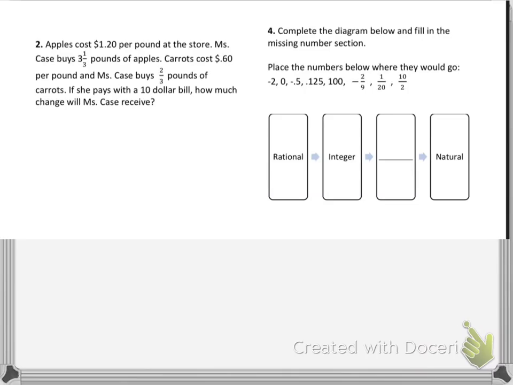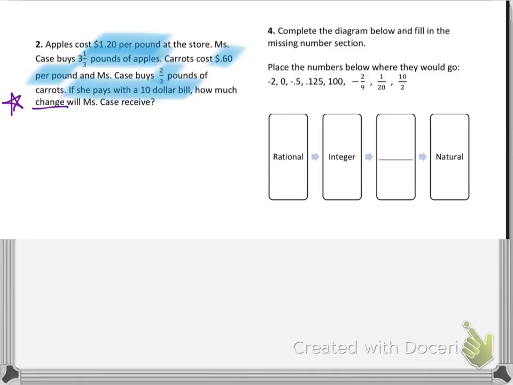Number 2, so make sure that you're doing these on the right problems. To take a screenshot of the pictures, it's easier for me to do them when they're side by side. So apples cost $1.20 per pound at the store. She buys 3 1/3 pounds of apples. Carrots cost 60 cents per pound, and she buys 2/3 pounds. If she pays with a $10 bill, how much change will Miss Case receive?